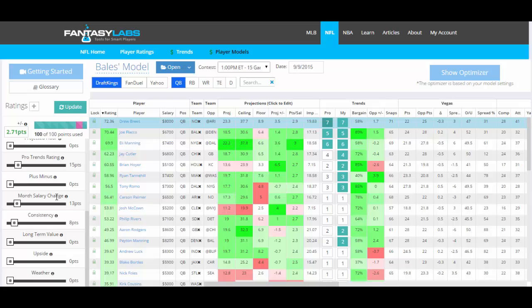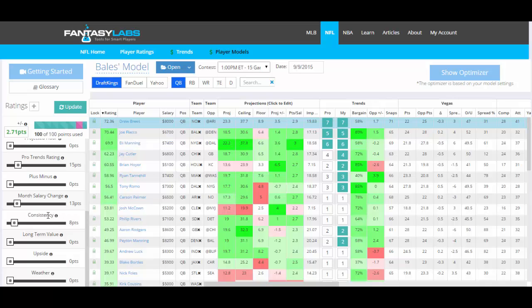Monthly salary change, really, really important. When a player's salary drops, but there hasn't been a change in role, it typically leads to a ton of value. So along with bargain rating, I think month salary change is a good way to just get players when they're cheapest. And it seems to be very important. So this will be a big component of my models.